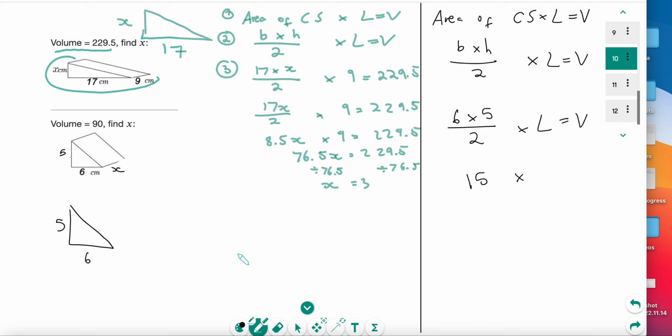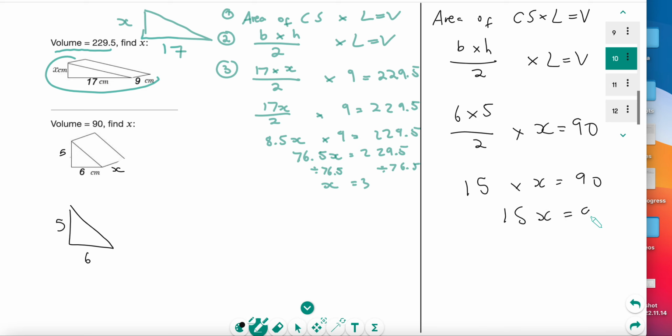Oops, sorry. Let's go back to here. So the base is 6, the height is 5, divided by 2. The length is x, with a volume of 90. 6 times 5 divided by 2 can be simplified to 15. So 15 times x equals 90. 15x equals 90. x is being multiplied by 15, so we're going to divide by 15. x is equal to 6.